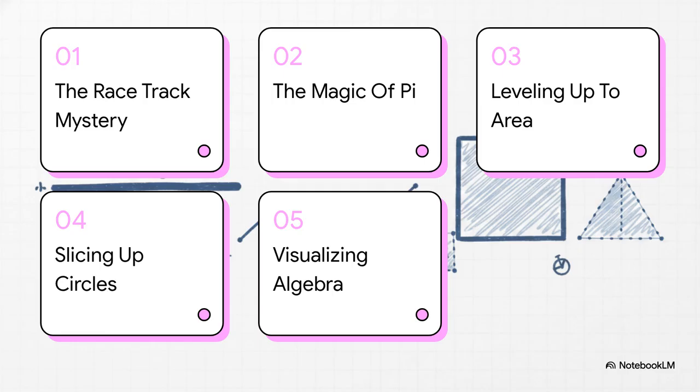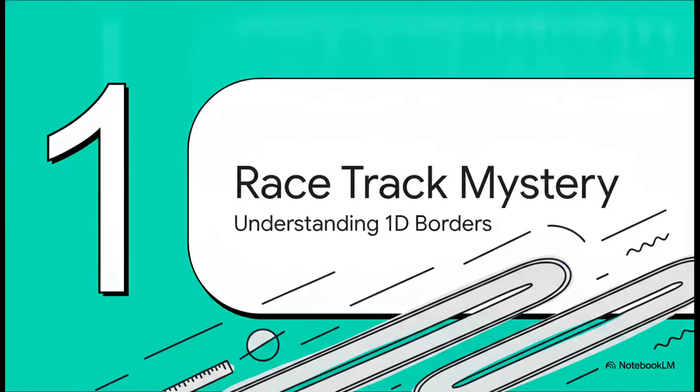Here's our roadmap for the explainer today. 1. The racetrack mystery. 2. The magic of pi. 3. Leveling up to area. 4. Slicing up circles. And finally, 5. Visualizing algebra.